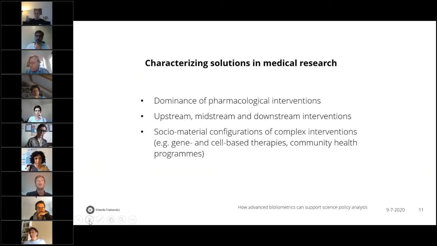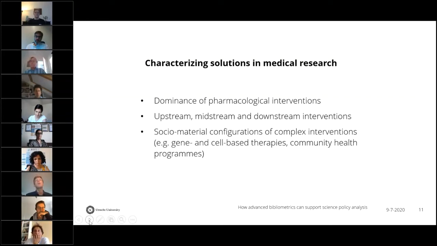For instance, one question is about the strong dominance of pharmacological interventions in medical research, which might be changing over time, and which might also play a different role depending on the diseases for which solutions are being developed. Second question is about whether we could say something about whether solutions are more upstream in the disease pathway, midstream, or downstream, and to what extent we can move from a more treatment approach to more of a preventive approach, particularly in very early stages of the disease pathway.